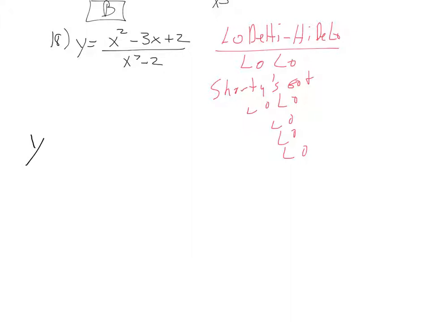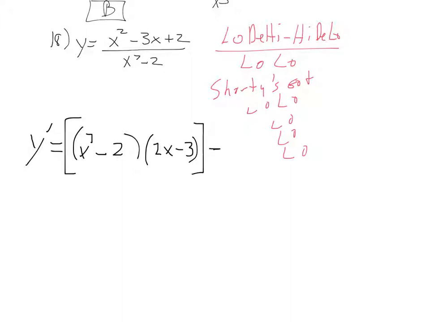So this says my derivative, leave the bottom alone. X to the 7th minus 2, I left the bottom alone. I take the derivative of the top, which would be 2x minus 3. All right, leave the top alone. And then what's the derivative of the bottom?